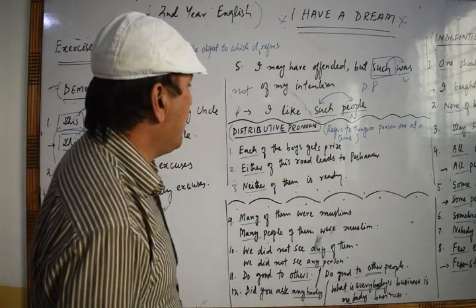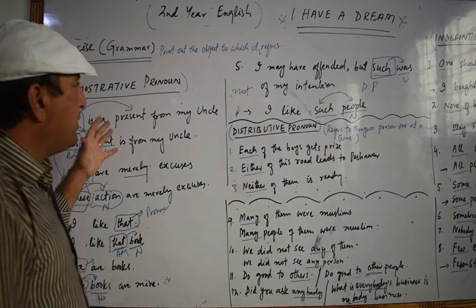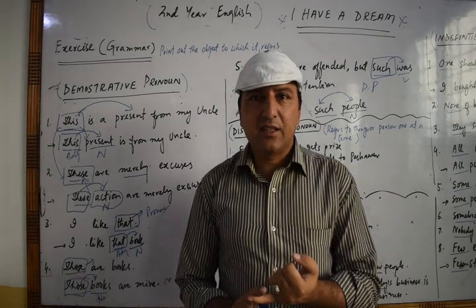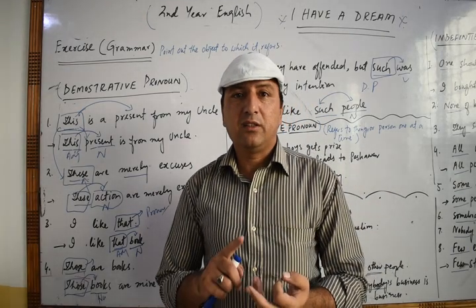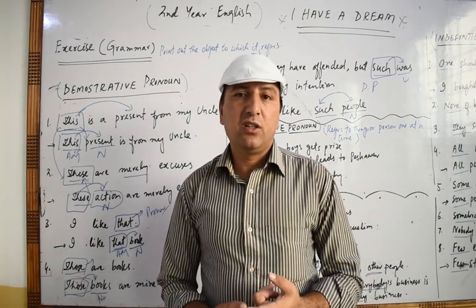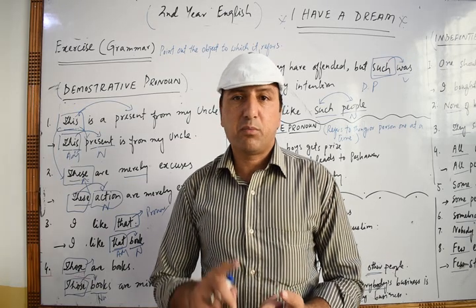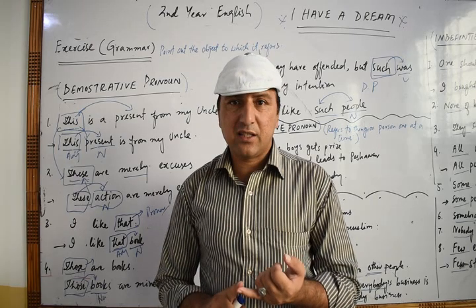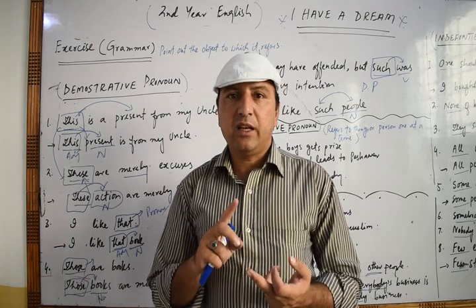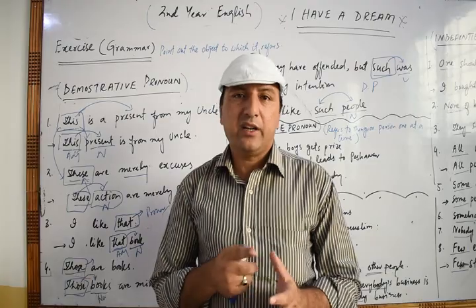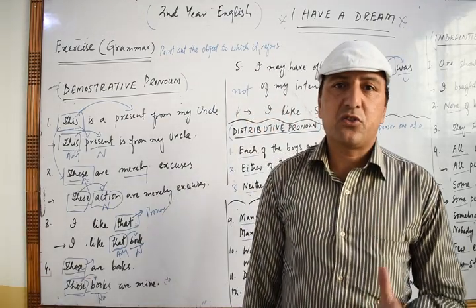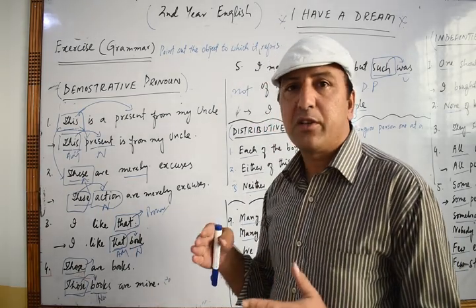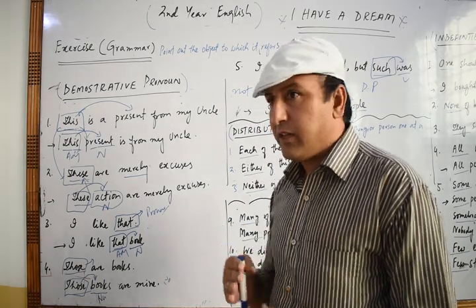Now you see, I hope that you have understood demonstrative pronouns. So we have this, that, these, those and such. These are demonstrative pronouns and these are also working as demonstrative adjectives. These are all demonstrative pronouns and also work as demonstrative adjectives, but it depends upon their usage in the sentence.